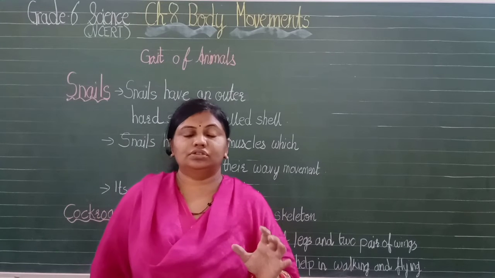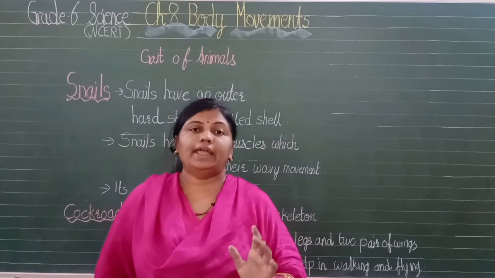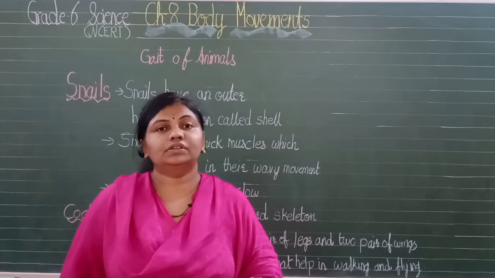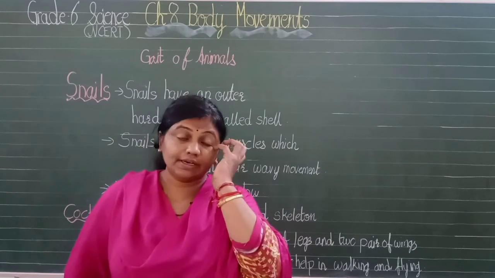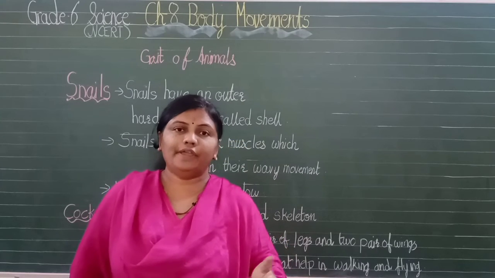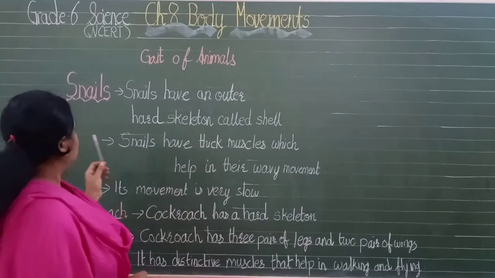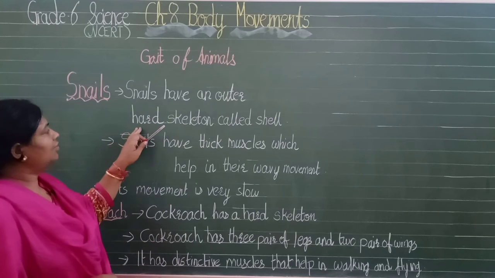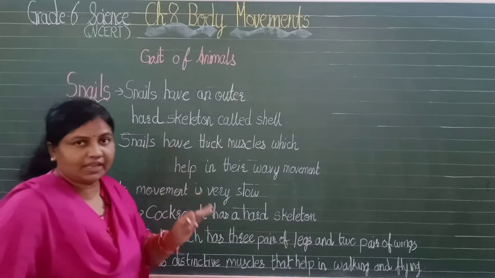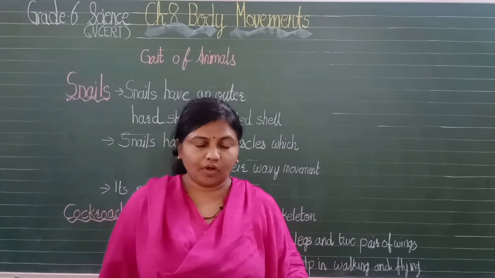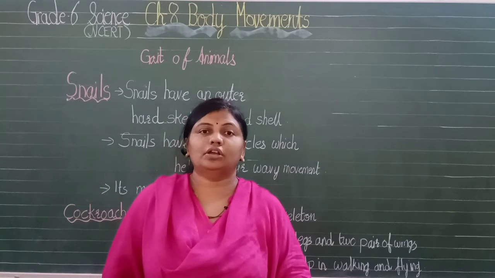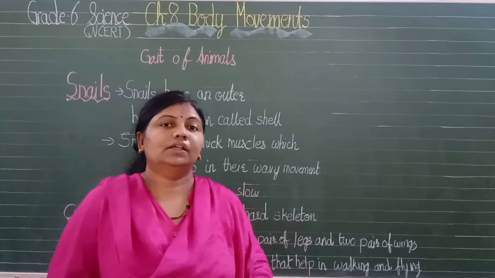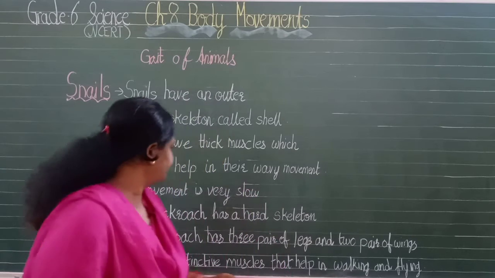That thick structure is known as a foot, and it helps in the wavy movement. It doesn't move in an exactly straight line. It moves in a wavy movement. So snail's movement is very slow, and its outer hard skeleton is called a shell, which is not made up of bones, and it also does not help in the movement of the body. Clear? Now let us see the structure of cockroach.